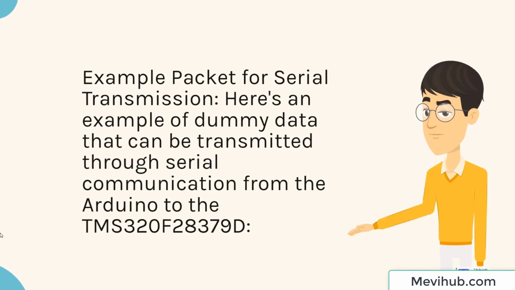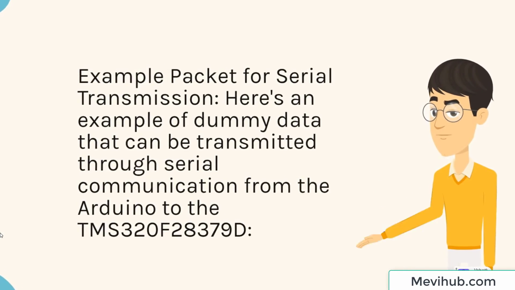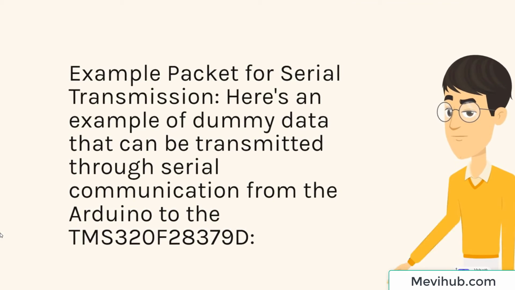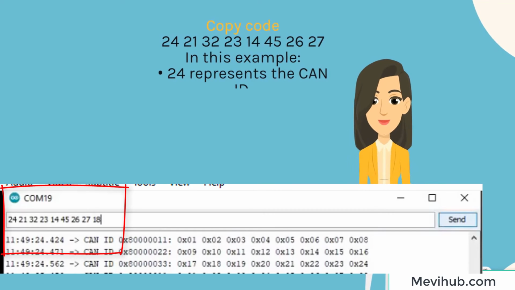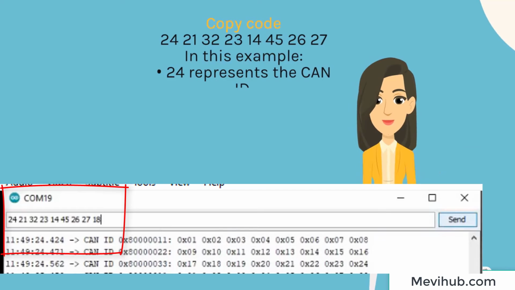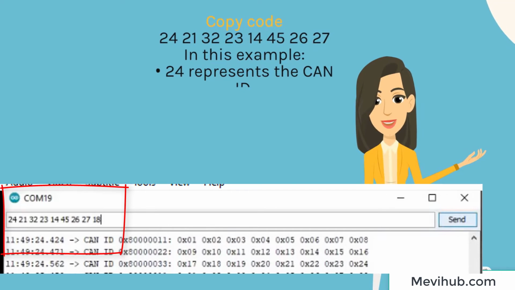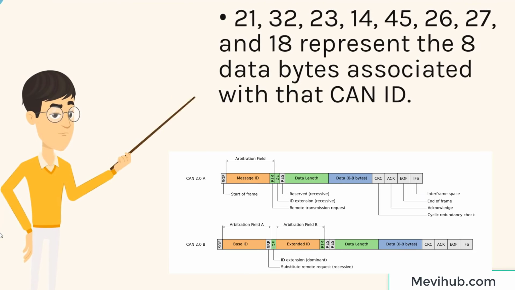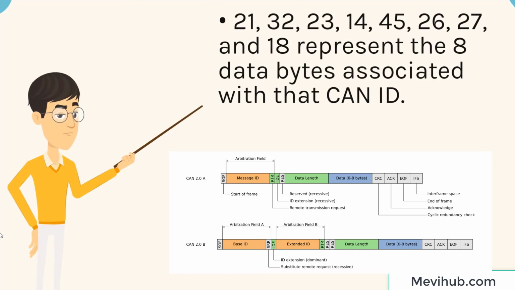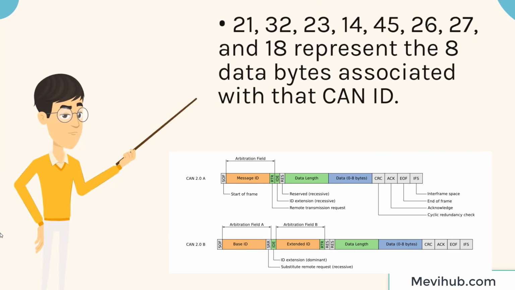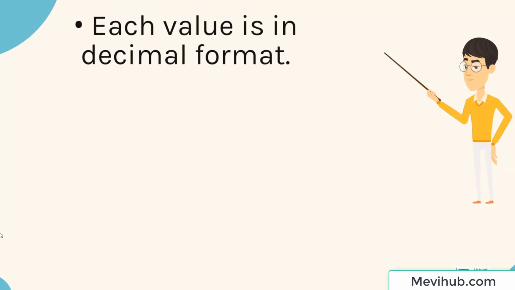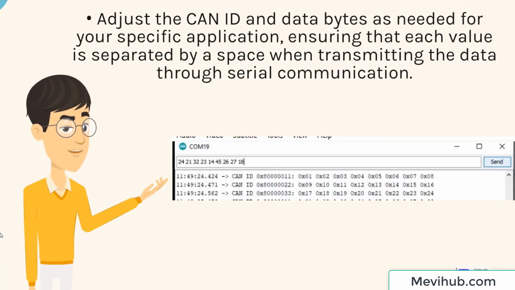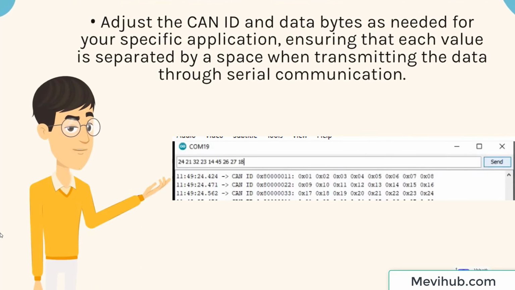Example packet for serial transmission. Here's an example of dummy data that can be transmitted through serial communication from the Arduino to the TMS320F28379D. 24 21 32 23 14 45 26 27 18. In this example, 24 represents the CAN ID. 21, 32, 23, 14, 45, 26, 27, and 18 represent the 8 data bytes associated with that CAN ID. Each value is in decimal format. Adjust the CAN ID and data bytes as needed for your specific application, ensuring that each value is separated by a space when transmitting the data through serial communication.